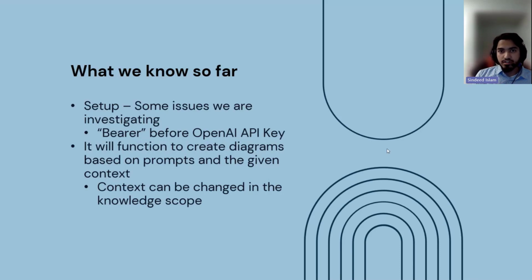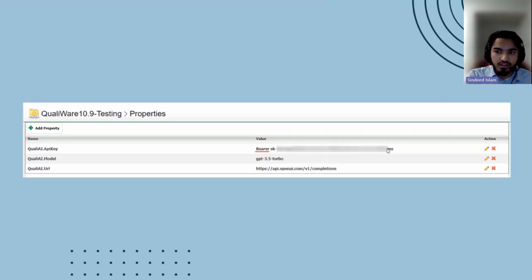If we're using Azure AI, then we don't have to use the word bearer, but for the OpenAI API key, we must put the word bearer, such as over here. Before our key, on the left, we have the word bearer and a space. The QualiAI.model and QualiAI.url are things that will be customized by the system administrators, as provided in the documentation on QualiWare's Center of Excellence.